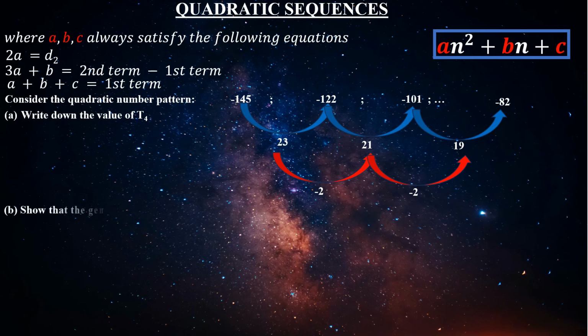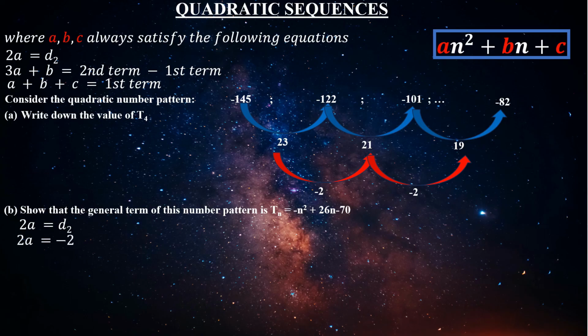Now we're going to go to question B. Show that the general term of this number pattern is Tn equals negative n squared plus 26n minus 70. From our equations, I'm going to write the first one: 2a equals D2. Take note that a is not the first term, it's different. It's the coefficient of n squared. So 2a is negative 2, divide both sides by 2, and we get a equals negative 1.